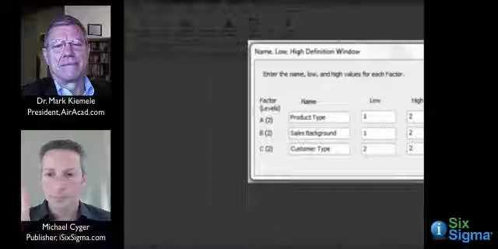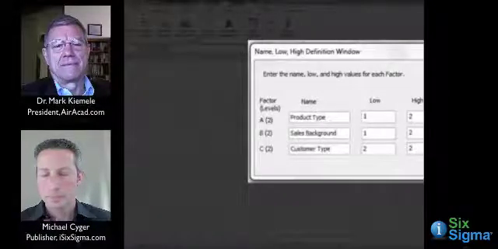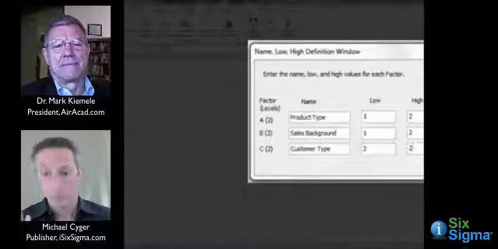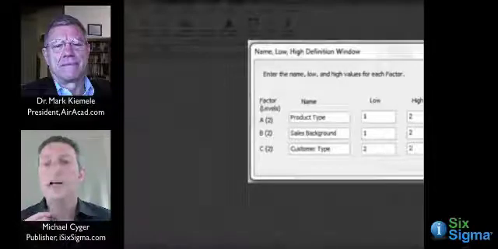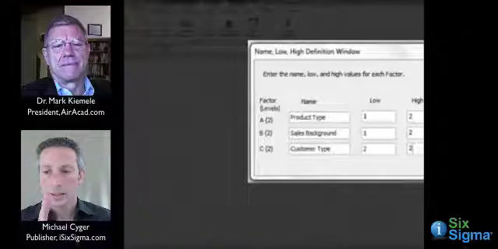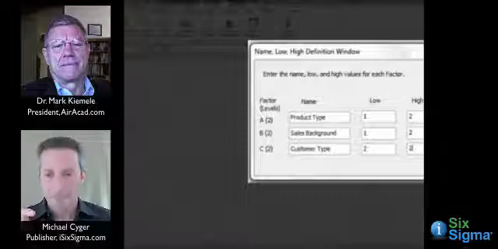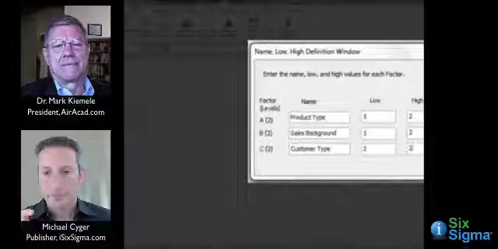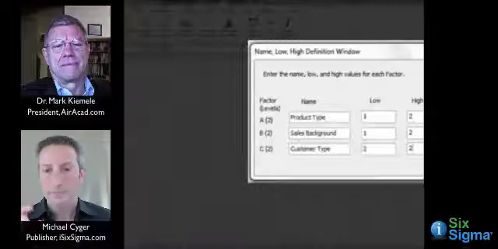Now, in this case, if we had octane level, it would be 85 or 91. You would put 85 or 91 in there. For tire pressure, you might put 25 PSI and 35 for the high. So in this case, it's pretty categorical. These factors here are categorical factors, like product type. They are qualitative. They are not quantitative types of factors.